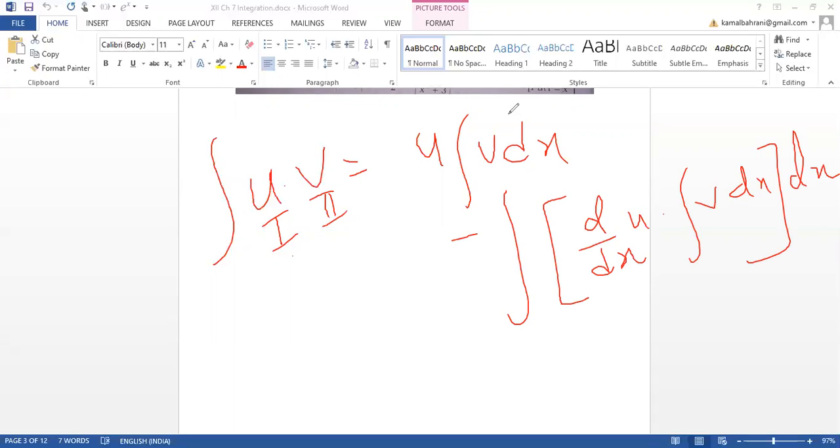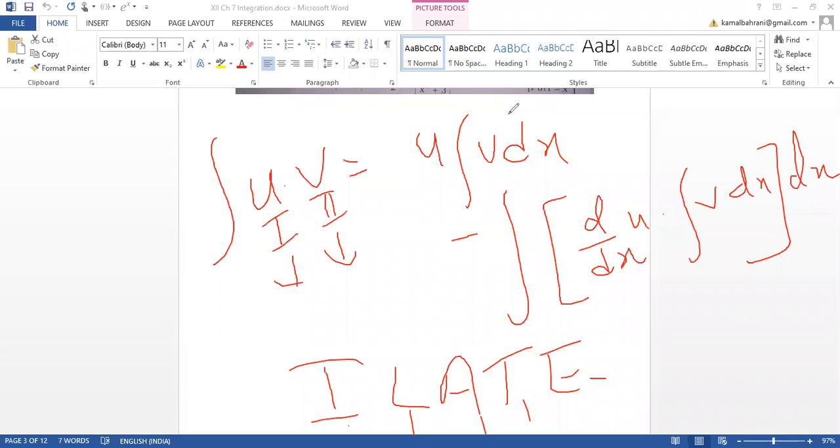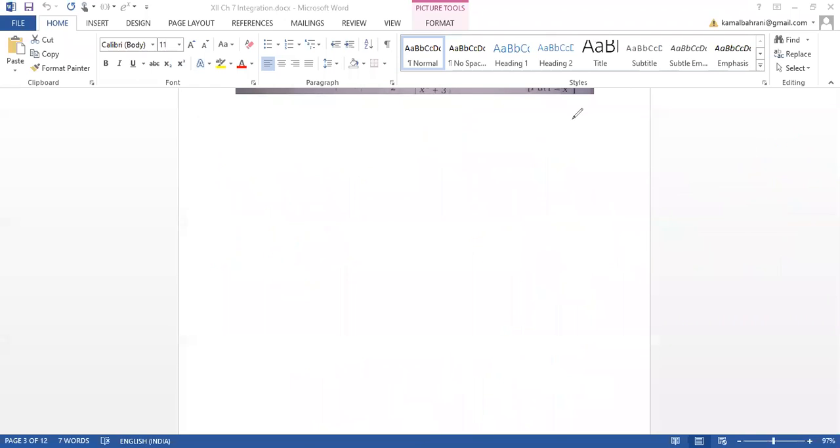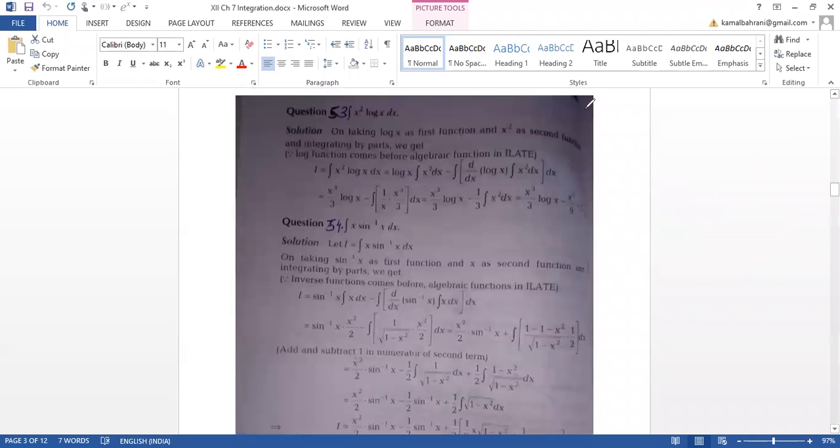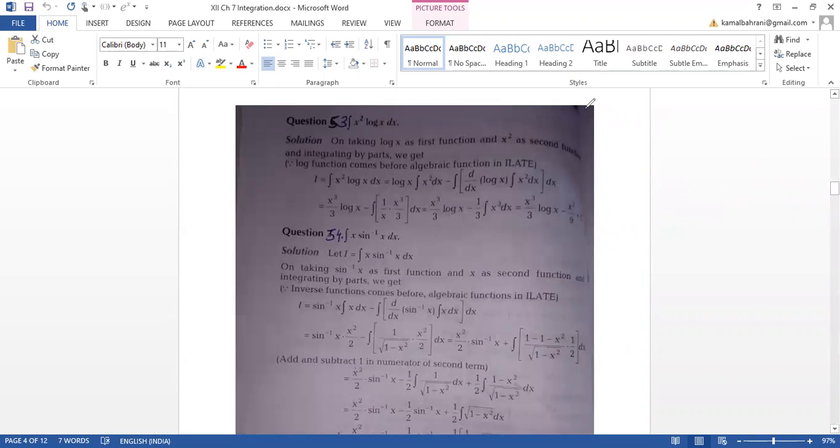And the order of which function will be taken first and which will be taken second is from ILATE. This ILATE means I stands for inverse trigonometric function, L stands for logarithmic, A for algebraic, T for trigonometric, E for exponential function. This must be clear to you all. Now come to the exercise 7.6. This is your first question based on the exercise. Now they have also written how we will do it through ILATE.